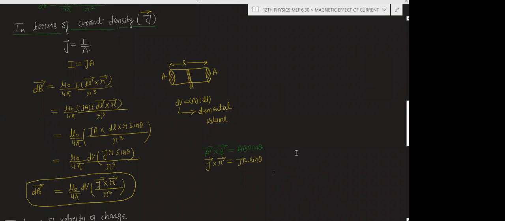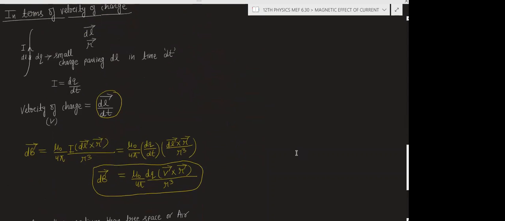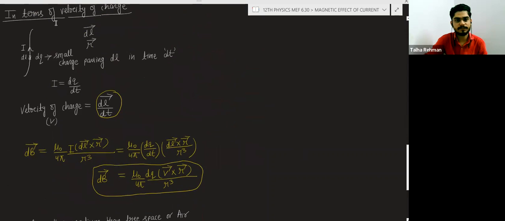Done, sir. Done? Okay. So just copy this, and the examiner will ask you to write why I have done this derivation. Why have I done this derivation? I have done this derivation because the examiner asked in the examination: express the Biot-Savart law in terms of velocity of the charge, for 2 marks.